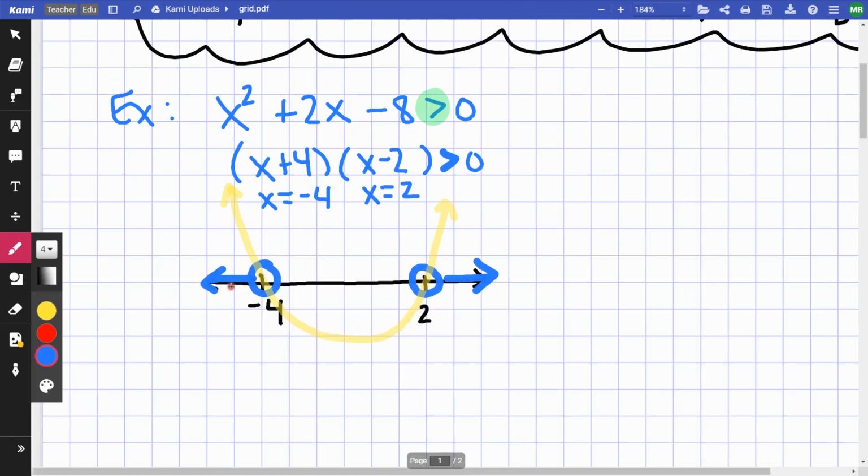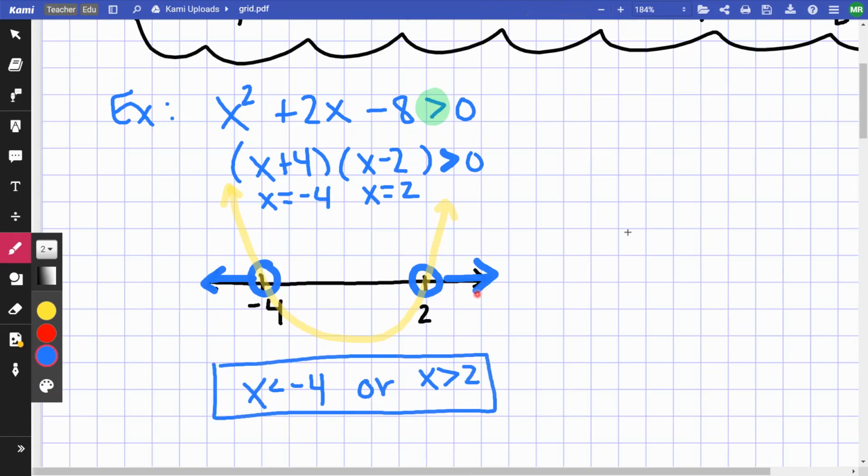So my answer is going to be, when you have two separate pieces of graph, you define each of them. This one is x is less than -4. And then if I have more than one, I have to use the word or. And then this one here is x is greater than 2. This is my solution. And this is my graph. The parabola, you don't need it there. I'm using it to guide myself.